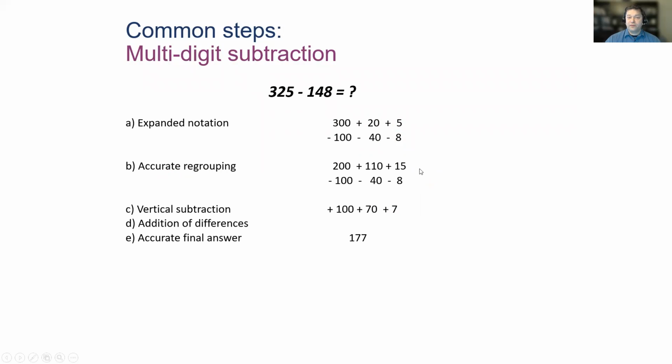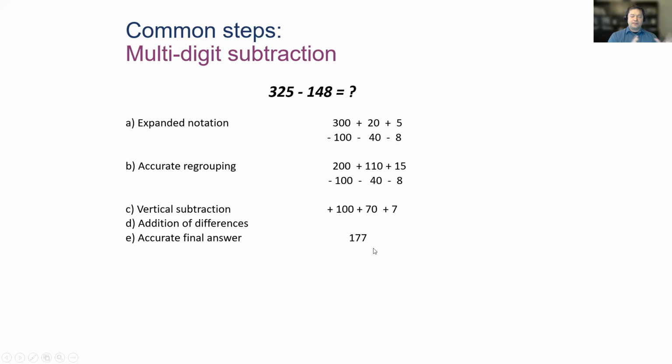Then he wanted some vertical subtraction. It's really subtraction by place value, it just appears vertical. But what is 200 minus 100? It's 100. What's 11 tens minus 4 tens? That's 7 tens. What's 15 ones minus 8 ones? That's 7 ones. Then he wants you to figure out the difference or addition, right? And then he's going to total the answer.